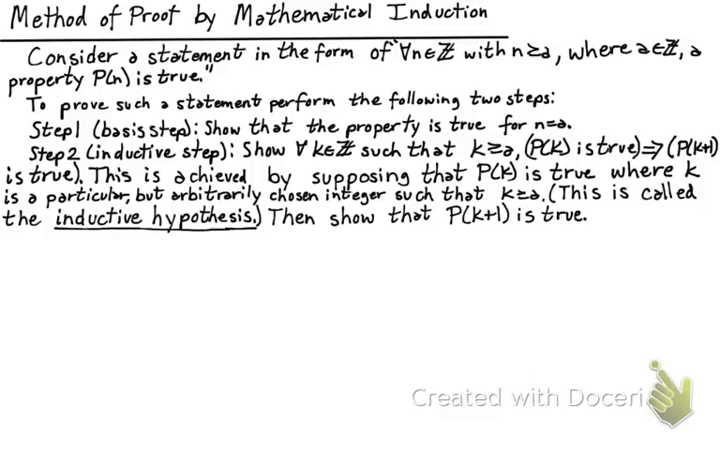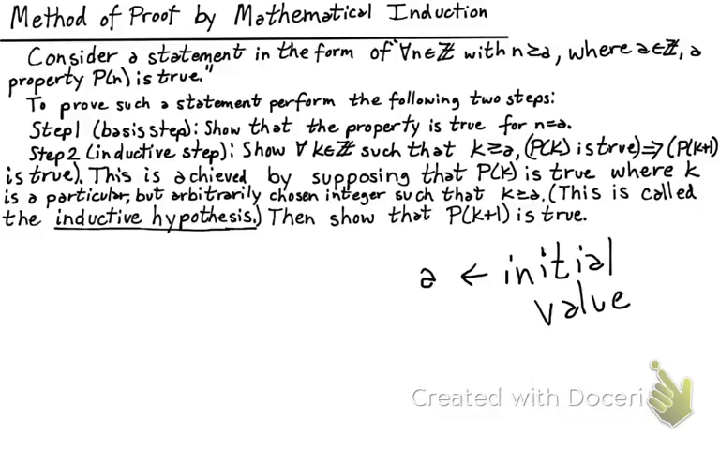We have two steps. One is called the basis step, and the other one is called the inductive step. The basis step, you show that the property is true for n equals a. Now, you'll notice that in this, it says n is greater than or equal to a. So a is essentially the initial value that you look at. So a is our initial value. You first check that the statement you've made is true for the initial value.